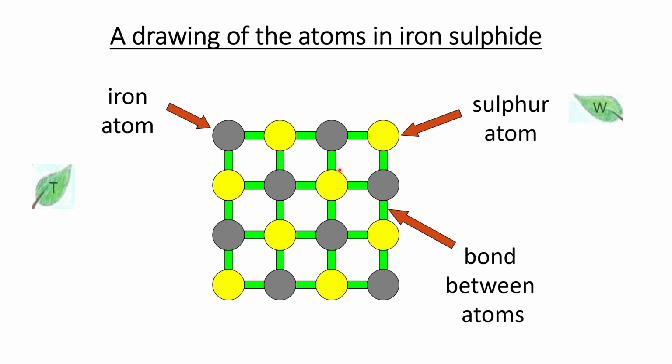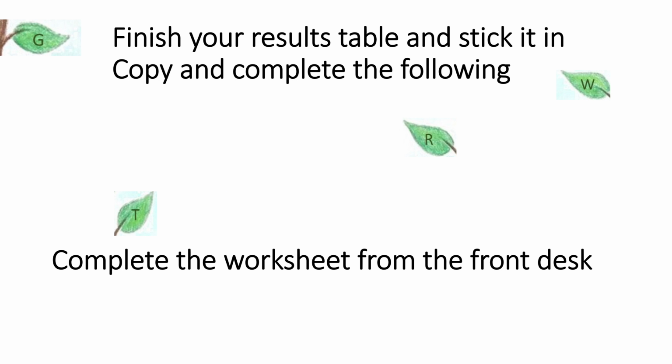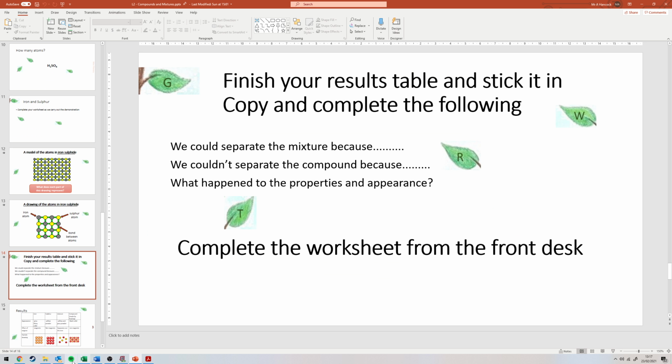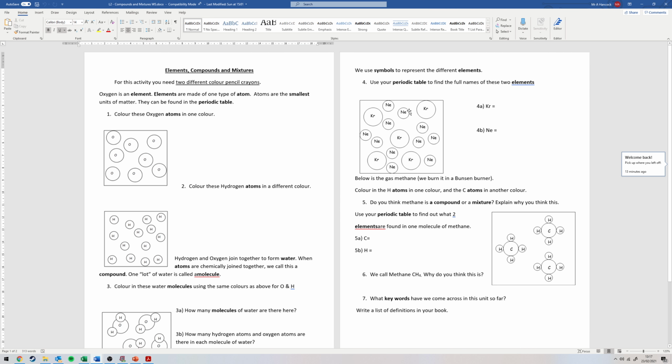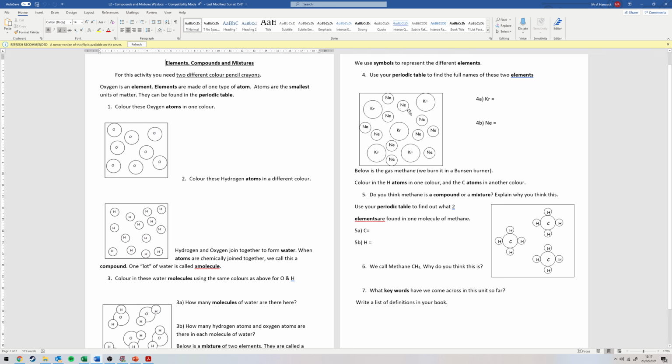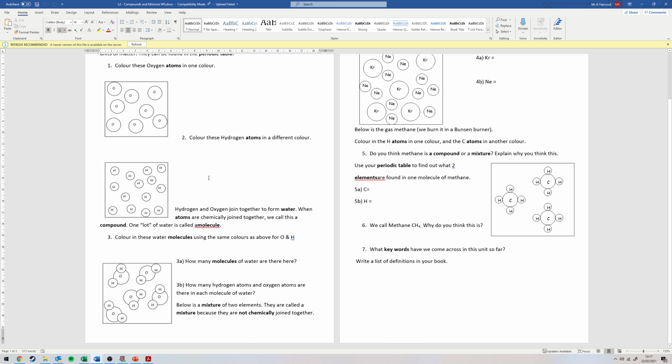Now, we're going to do a worksheet next. So, let's grab that. And the worksheet is here. Now, you might have seen this before, but I think it's really, really important. We need to understand the difference between elements, compounds, and mixtures. You do not need to colour anything in. So for 1 and 2, you don't have to colour anything in. I would just read through, and when you get to 3 is when the questions start happening.